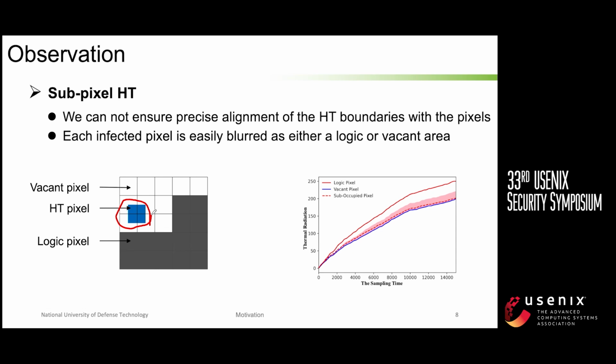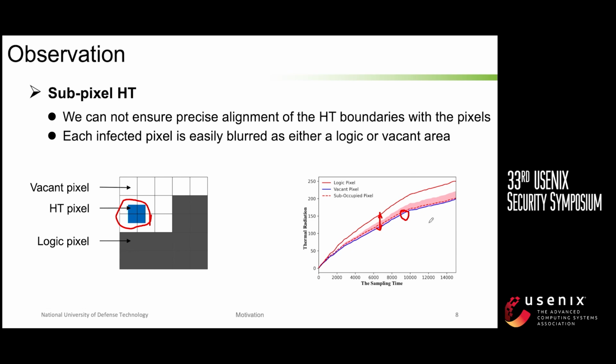methods. Here's an example. The red and blue lines represent fully occupied and vacant pixels respectively. The TR distinction between them is pretty significant. But when an infected pixel is only partially occupied, it starts to look like a vacant pixel, making it hard to tell if there is an HT or not.